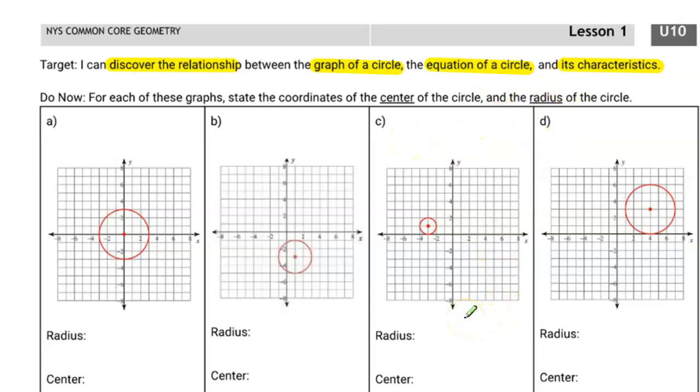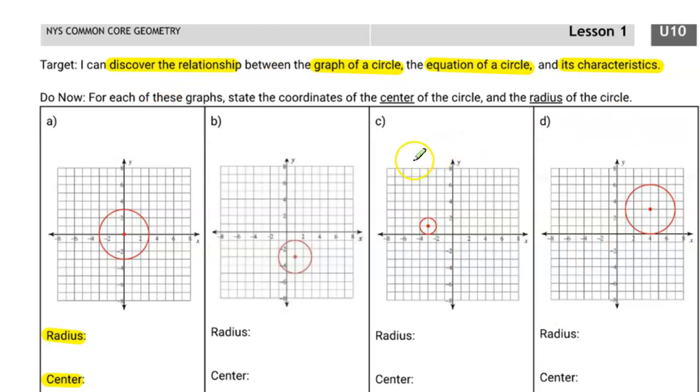Just like with a straight line, right? You need the slope and the y-intercept. For a circle, you need two other pieces of information. As you can see down here, the two characteristics are radius and center. As long as I tell you where to start the circle and how big the circle is, you'll be able to draw it. So for each of these graphs, you're going to be stating the coordinates of the center and the radius of the circle.